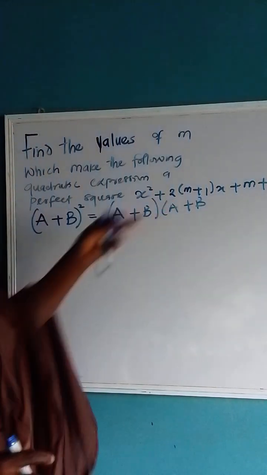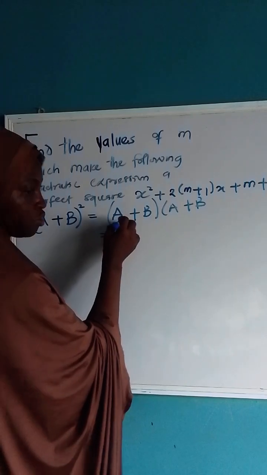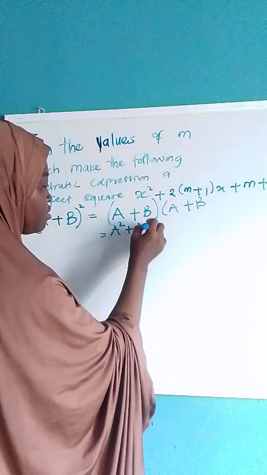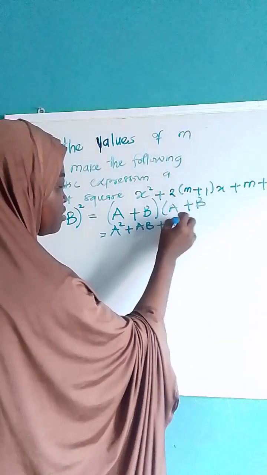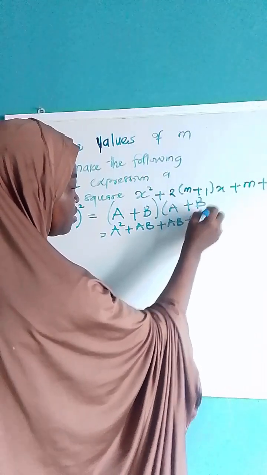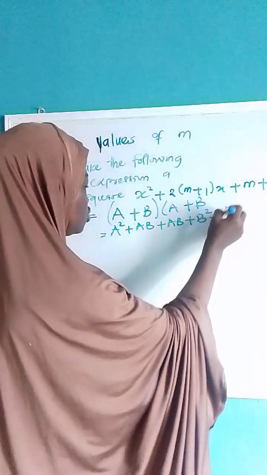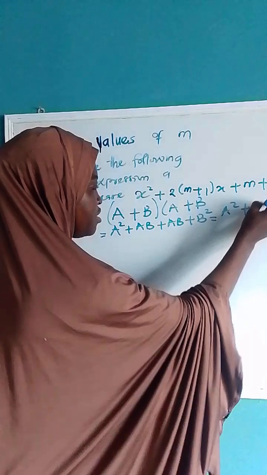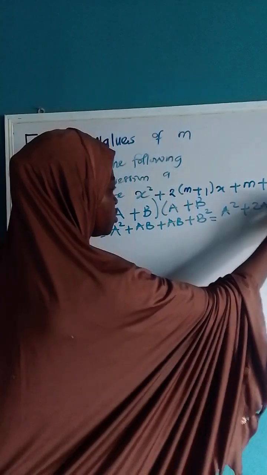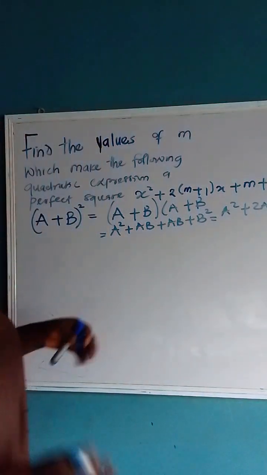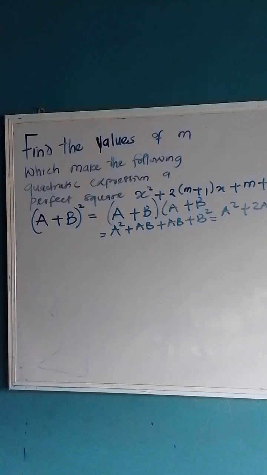Now we expand. It's going to give us a squared plus ab plus ab plus b squared. I didn't want to jump, so it's going to be a squared plus 2ab plus b squared. So now this is what a perfect square should be.